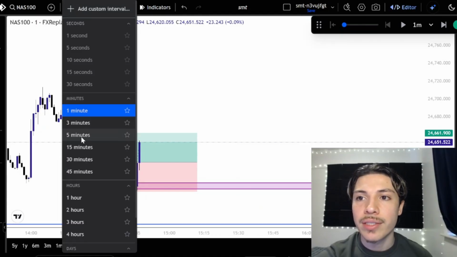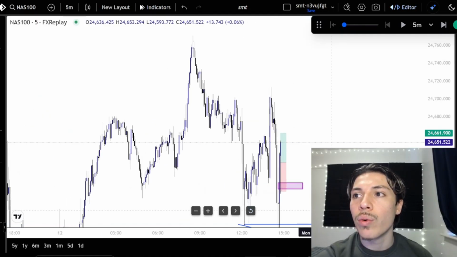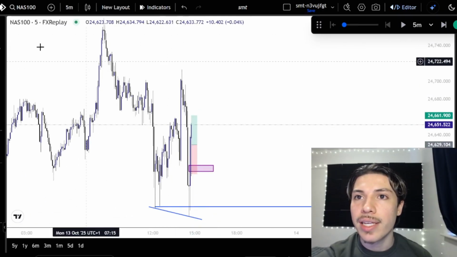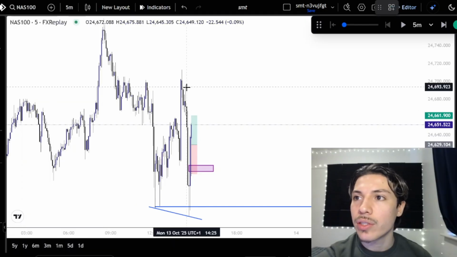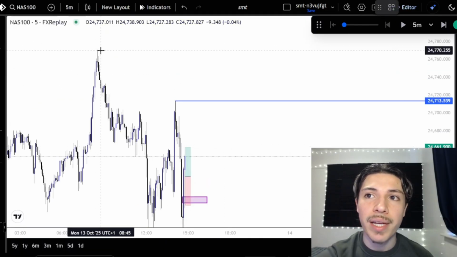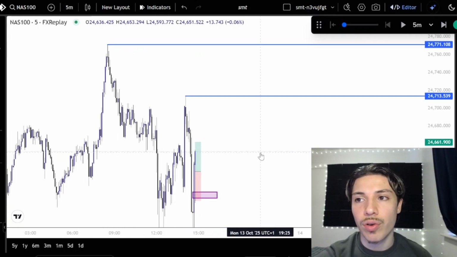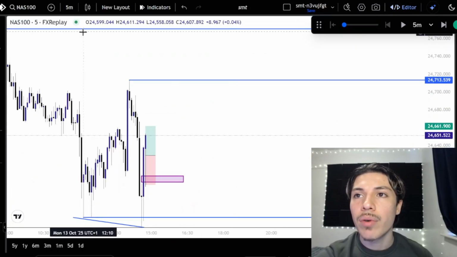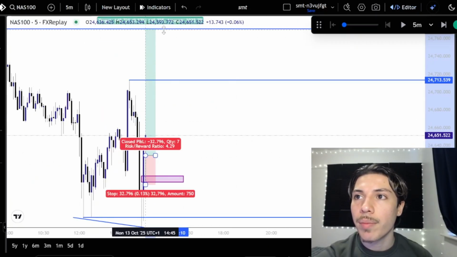Now, the question here is, do you think we're going to go all the way up to these highs up here? Or do you think we just want to be safe and target these highs up here? Good question. Well, this is definitely one of my draws on liquidity. And this is potentially my next draw on liquidity, right? So what are we going to do? Well, let's target up here.